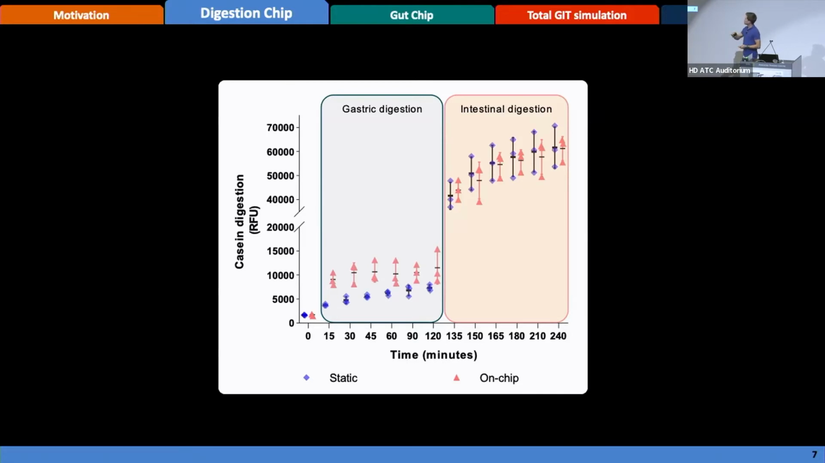And also the kinetics, you can see that the fluorescence goes up in the gastric phase, then reaches a plateau. And then in the intestinal digestion phase, when new enzymes come in that can act on different sites of the casein molecule, it goes back up again until you can see that it will reach a plateau eventually again. So this is working pretty nicely.